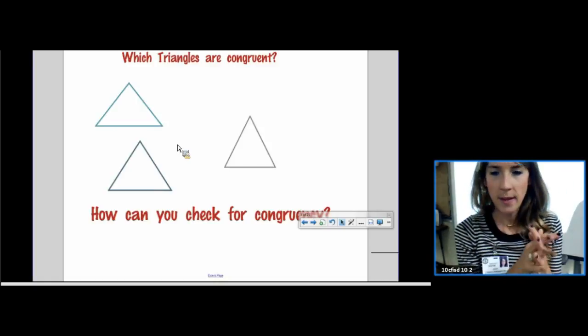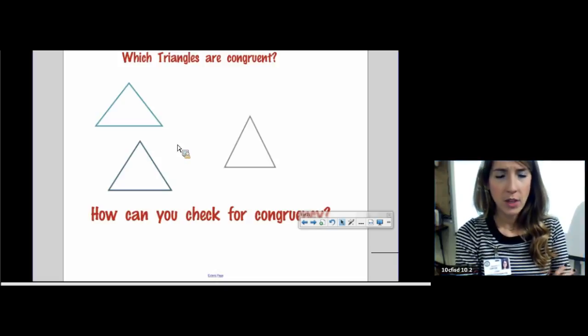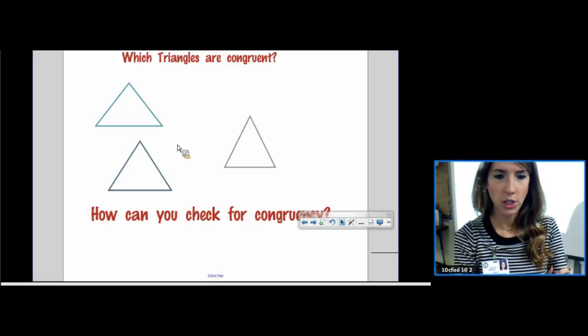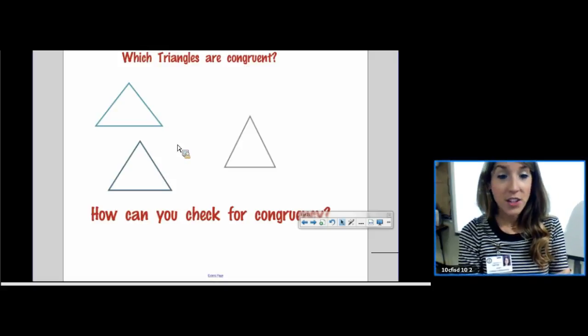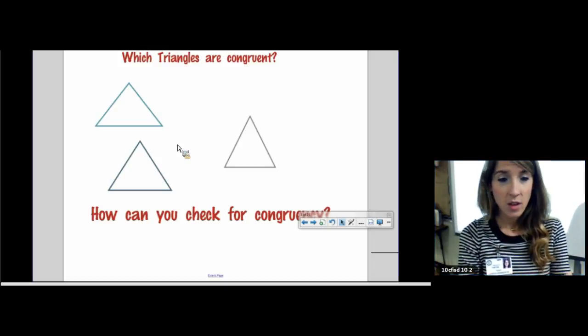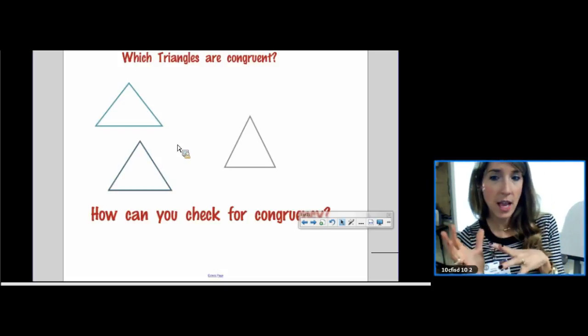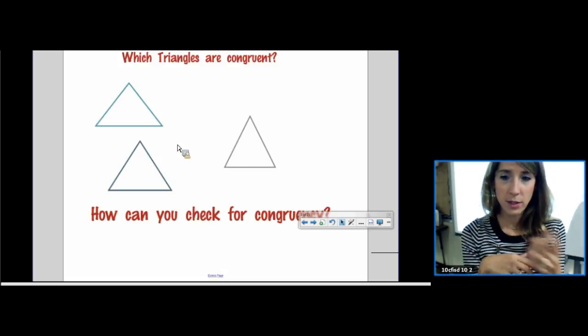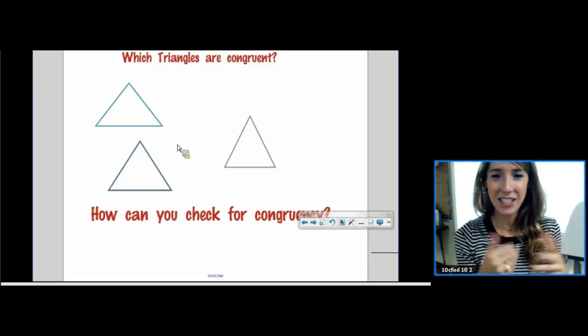Okay, let's talk about some other things. What else could you use if you don't have patty paper, and these triangles were on your worksheet? Protractor. So you would measure all the angles and see if they match? Would that be enough? Would you need a ruler too? Could you measure just the angles? Do you have to measure the sides? We're going to talk about that much more tomorrow, so let's just leave it at that.